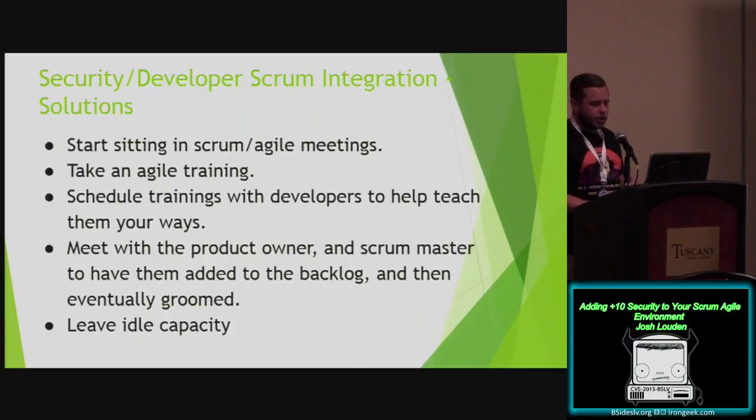meet with the product owner and the Scrum Master to add these to the backlog and then eventually get them groomed. Some security fixes might not be immediately within the scope of the current project, so they might not get fixed as quick as you want. Sometimes leaving idle capacity allows developers to handle a crisis, or if issues need to be fixed but have not yet been groomed, or if they don't have acceptance criteria.